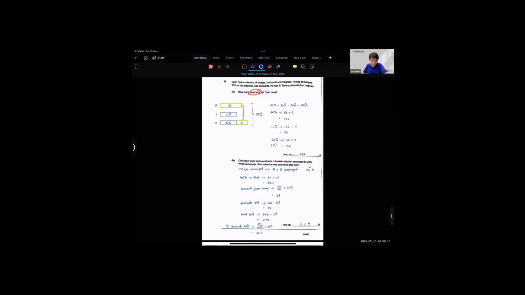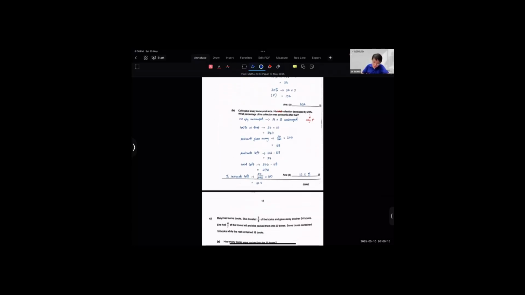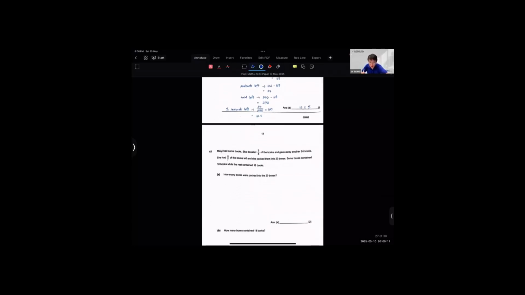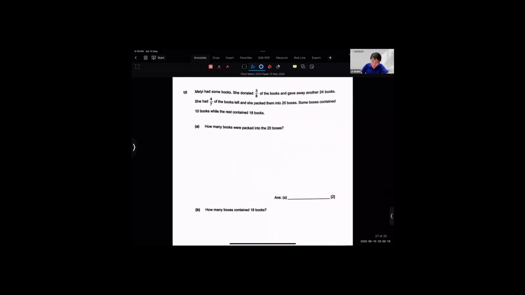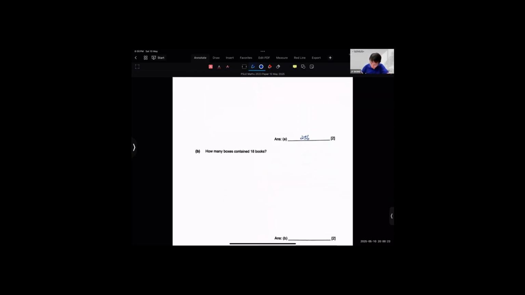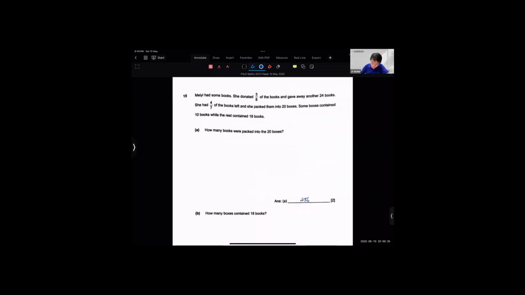Now let's look at question 15. Mei had some books. She donated 3/8 of the books. Sorry, let me write the answer down first. 2, 5, 6, and 7. She donated 3/8 of the books and gave away another 24 books.